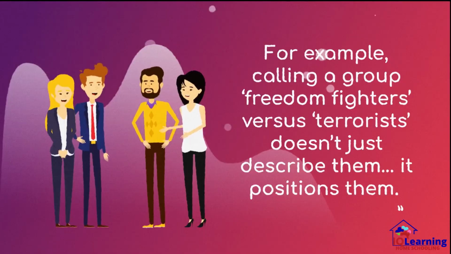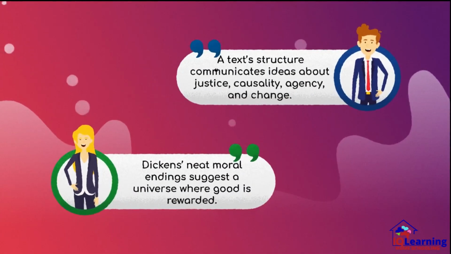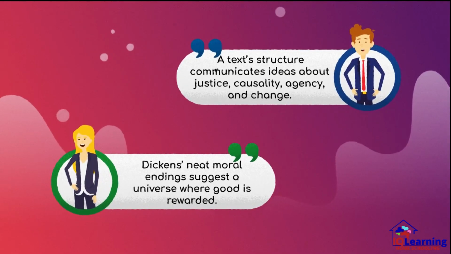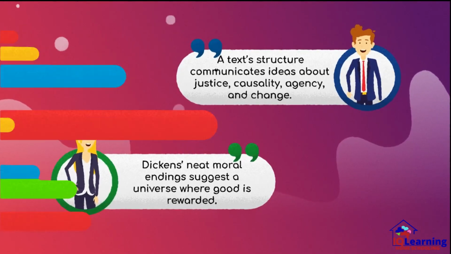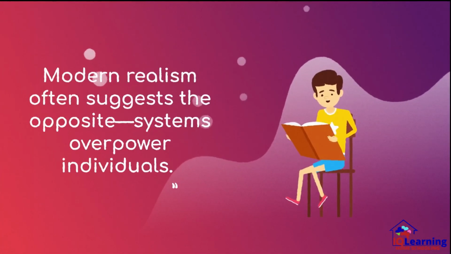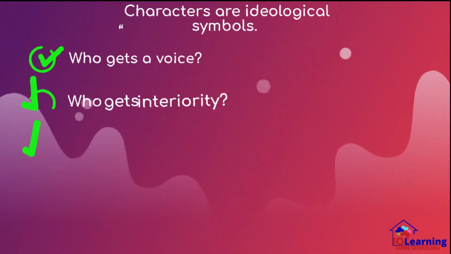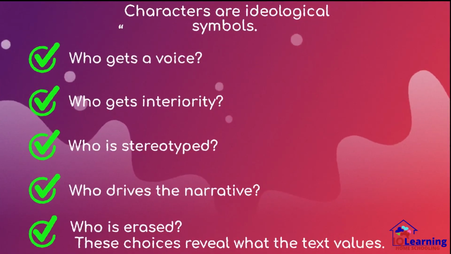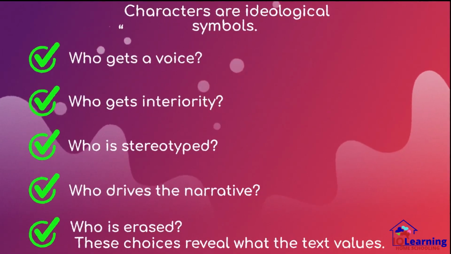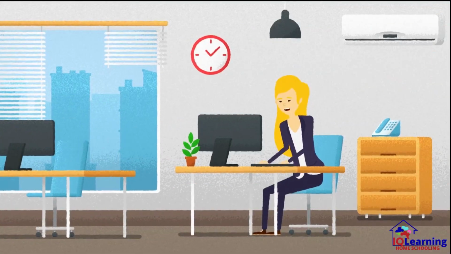Narrative structure. A text's structure communicates ideas about justice, causality, agency, and change. Dickens' neat moral endings suggest a universe where good is rewarded. Modern realism often suggests the opposite. Systems overpower individuals. Characterization. Characters are ideological symbols. Ask, who gets a voice, who gets interiority, who is stereotyped, who drives the narrative, who is erased? These choices reveal what the text values.